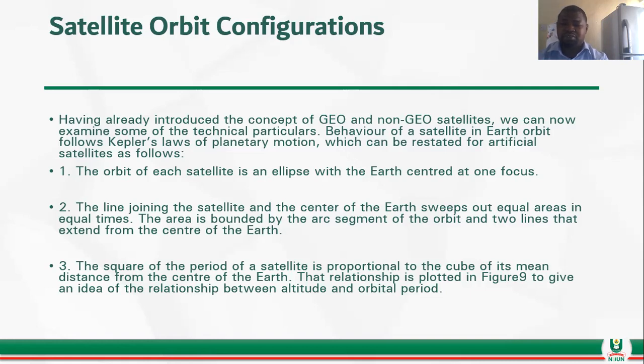Now, the third Kepler's law of motion states that the square of the period of a satellite is proportional to the cube of its mean distance from the center of the Earth. That relationship is plotted in the figure below to give an idea of the relationship between altitude and orbital period.